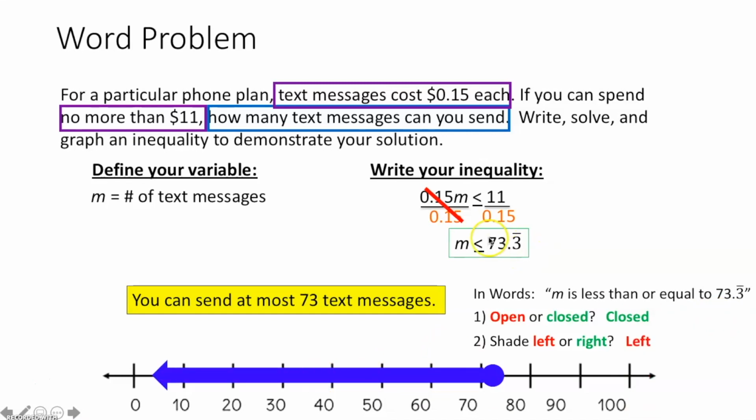And again, since we solved our inequality with our variable on the left, the inequality sign points which way we got to shade.